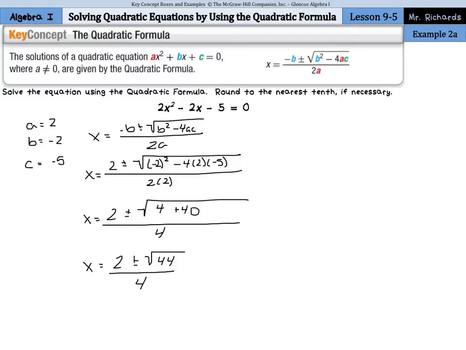And now I can go on my two little paths here. I could solve, say, x is going to be 2 plus the square root of 44 divided by 4. And also x could equal 2 minus the square root of 44 divided by 4.